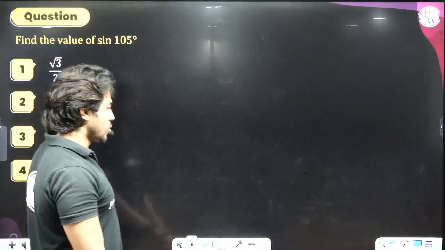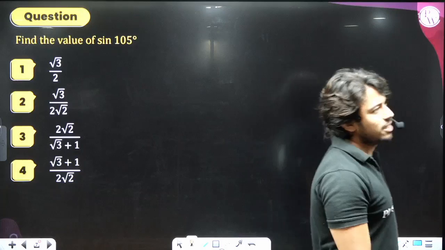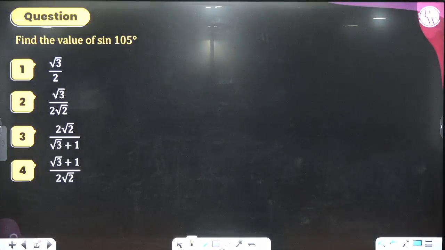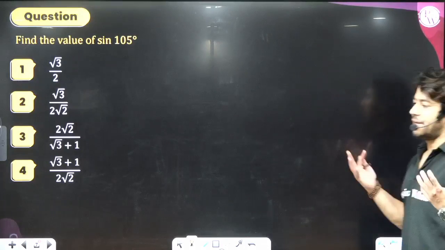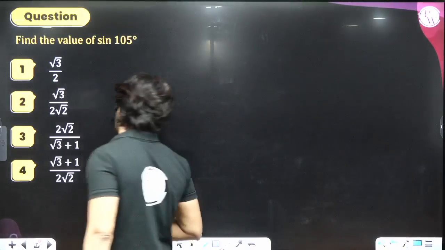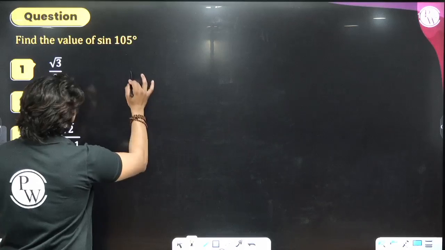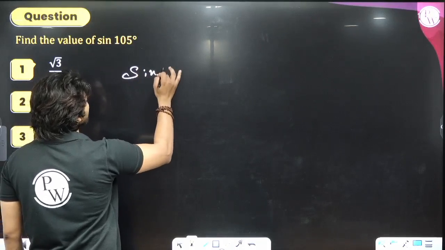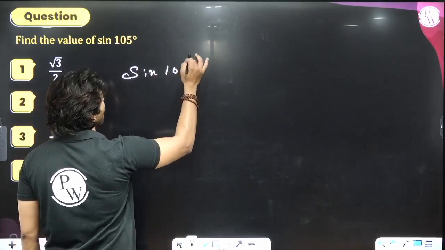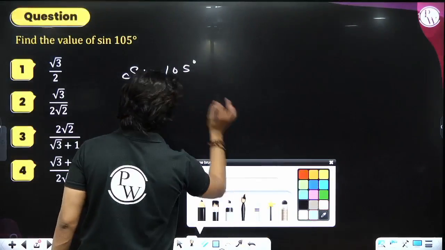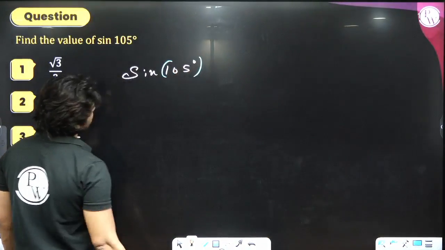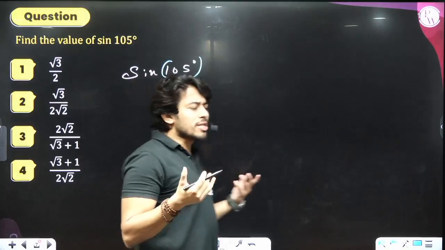Now this is a nice question. How to find out the value of sine 105 degrees? What this question says is, it is asking you the value of sine 105 degrees. We do not directly know the value of sine 105. No one knows it. How to find it out? Do we know some relation?